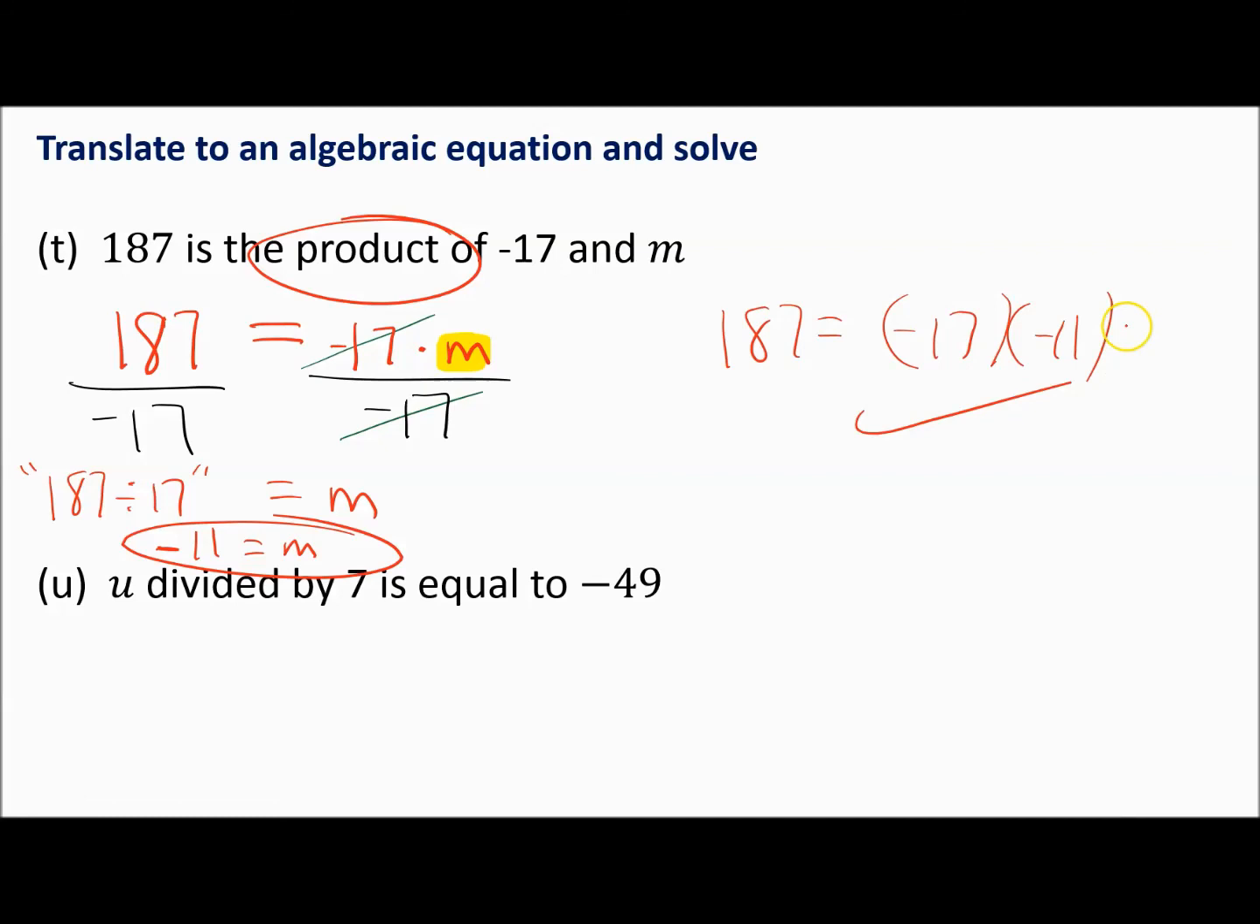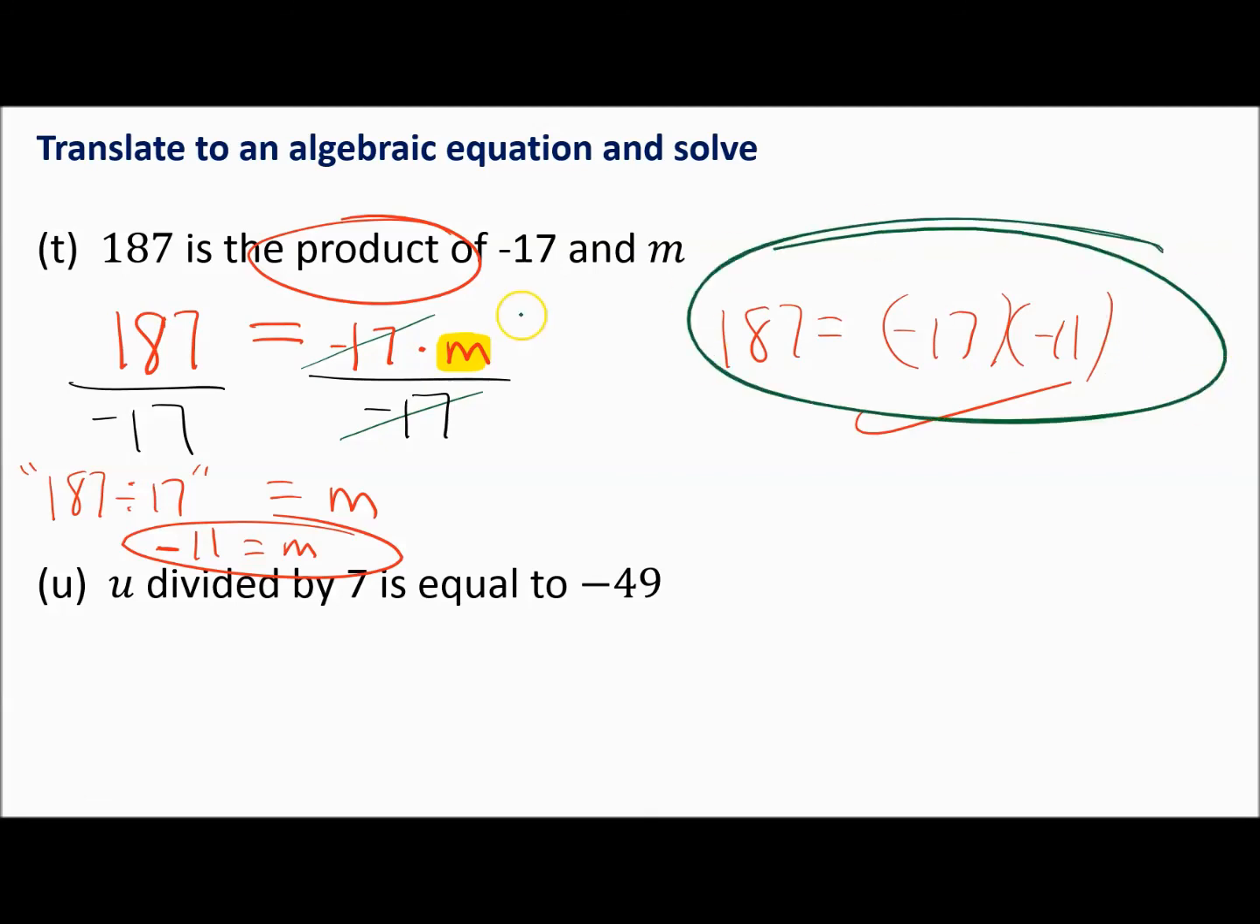Okay? Oh, I didn't do it in green. Let's just pretend like that was in green. That's my green check. All right. Keep going. Almost done with this video, by the way. It says u divided by 7. How do I write that? U divided by 7 is equal to, that's pretty clear, negative 49.